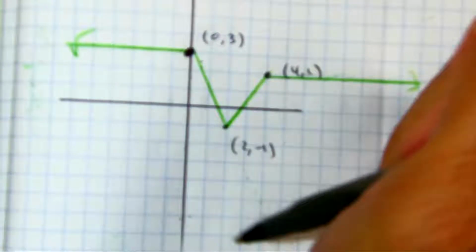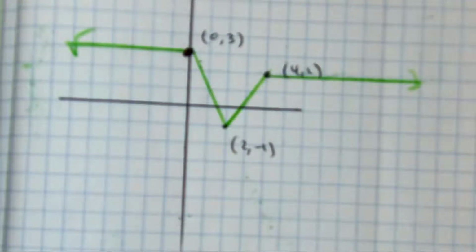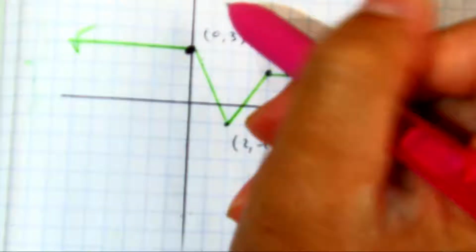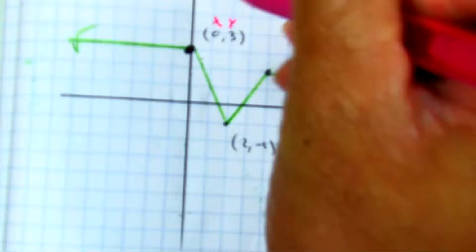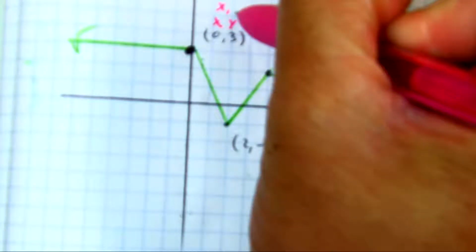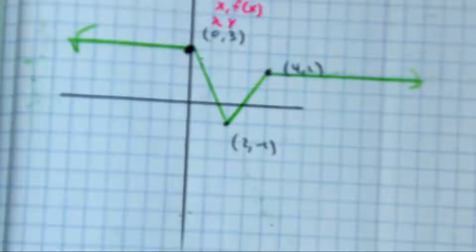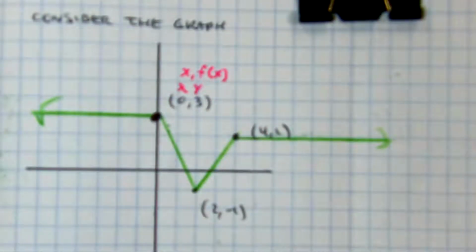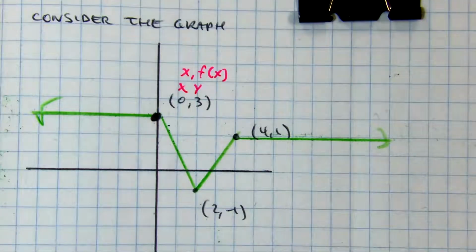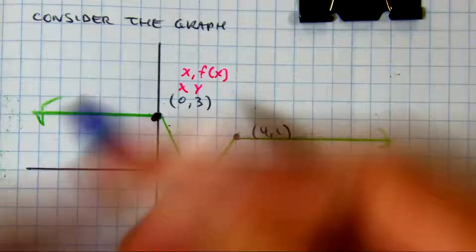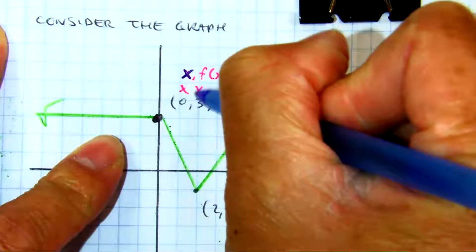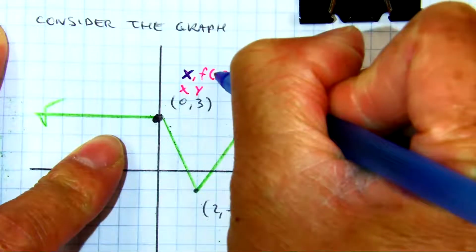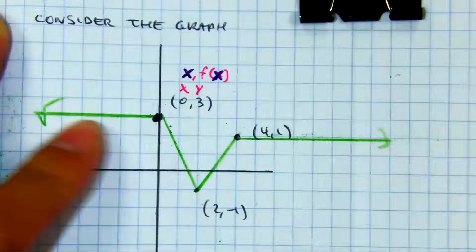How would you label 0, 3? Someone said x, y, or someone said x, f of x. Okay, what does this mean? If you have a different color, you can also go this. This is the x, right? And on this side, a fancy way of saying the y variable is f of x. And the x is already inside there. Does that make sense? Okay?